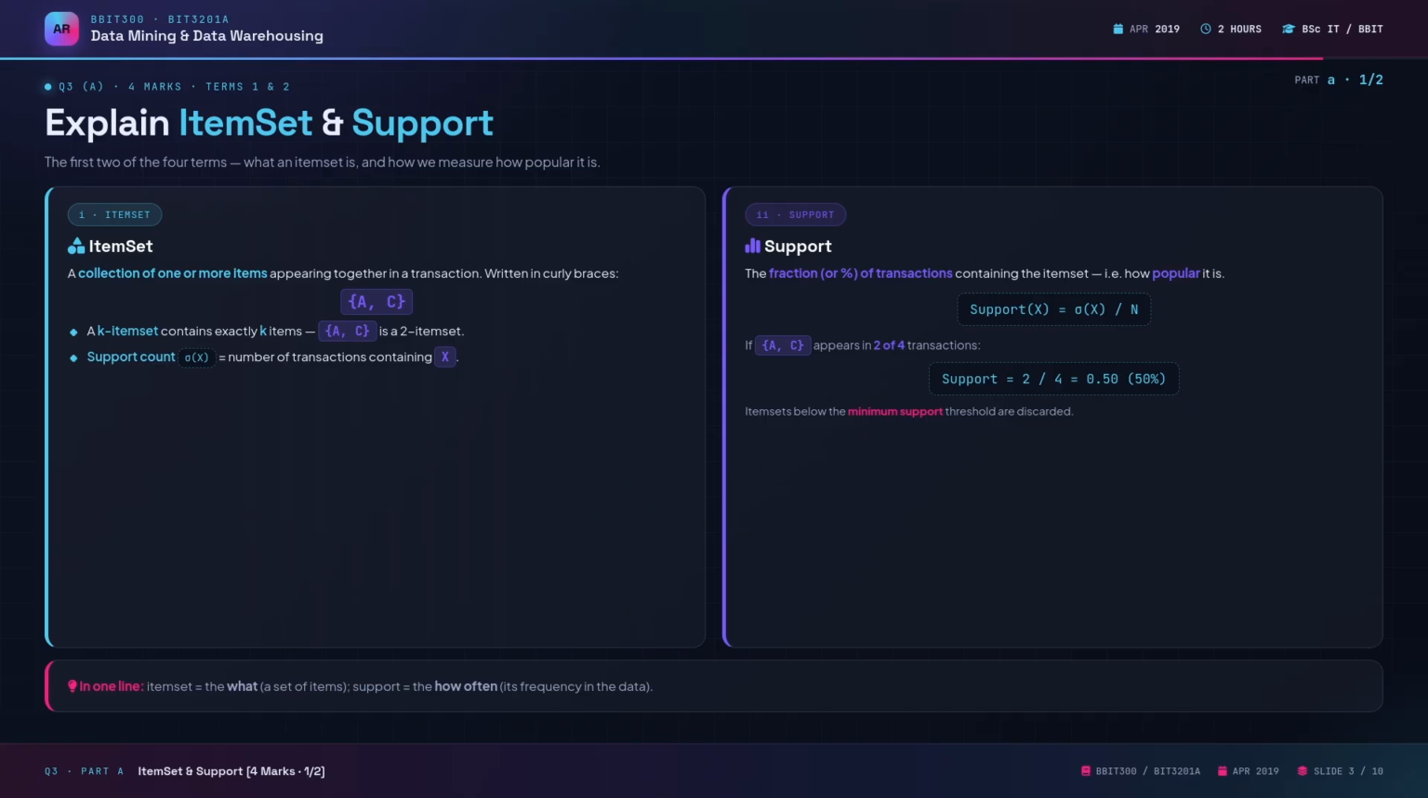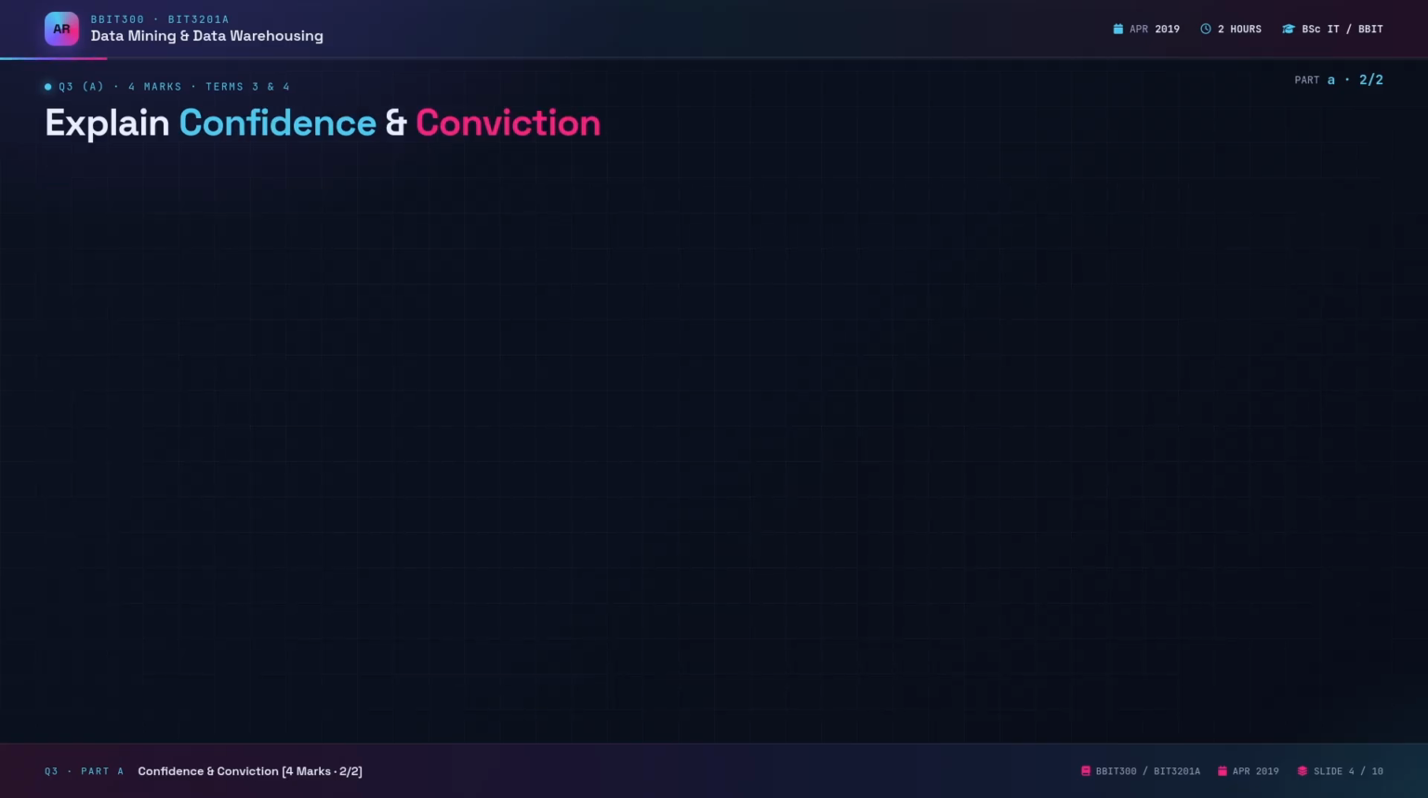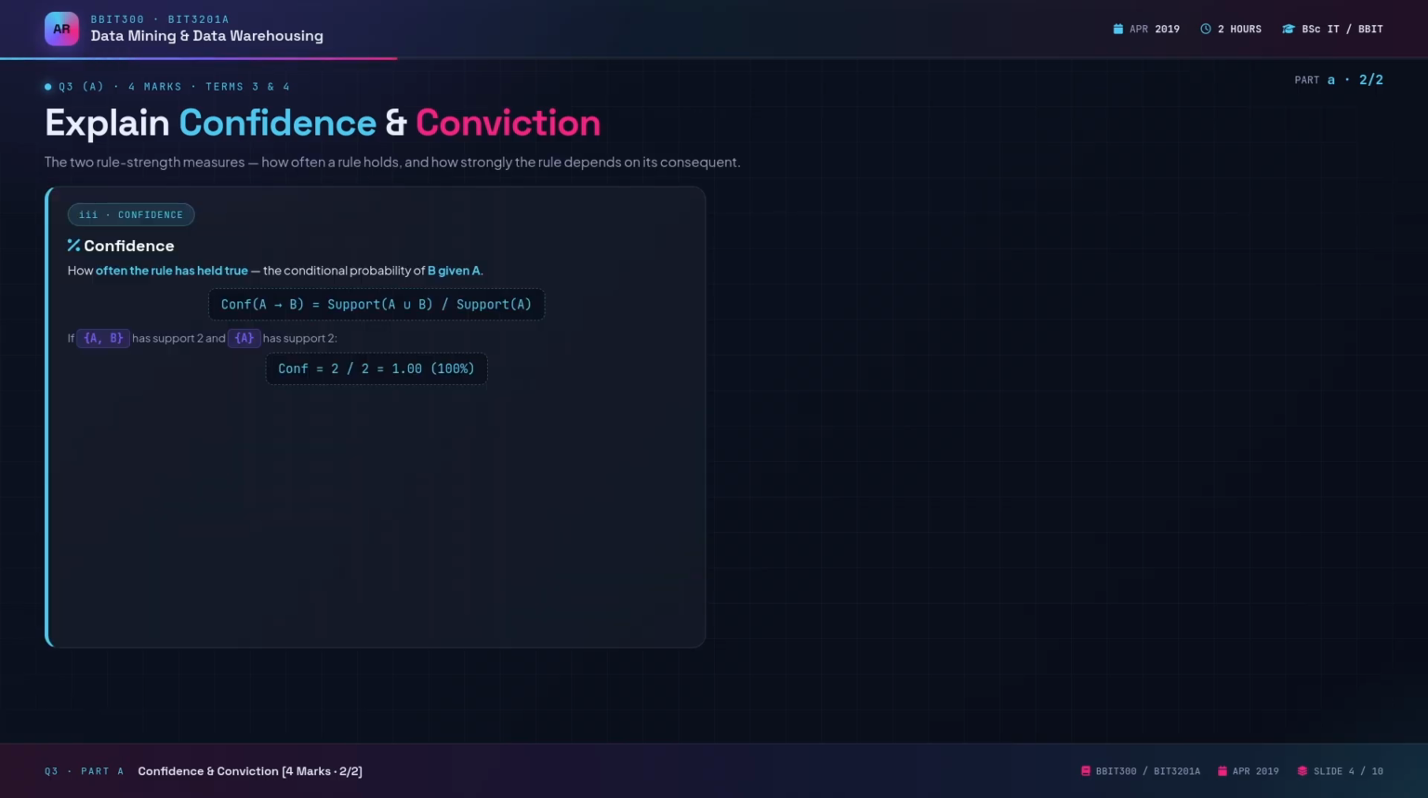Now the 2 rule strength terms. Confidence measures how often the rule holds true. It is the conditional probability of B given A. Formally, the confidence of the rule A implies B equals the support of A and B together, divided by the support of A. If A and B co-occur in 2 transactions and A appears in 2, then every time A occurs, B also occurs, so the confidence is 2 over 2, which is 100%.